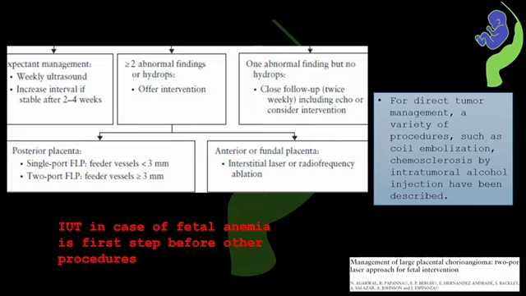If the placenta is posterior and the feeding vessels are less than 3 mm in diameter, here comes the significance of the diameter of the feeding vessels, then single port fetoscopic laser photocoagulation is usually performed. If the feeder vessels are 3 mm or larger, then 2-port FLP is preferred.